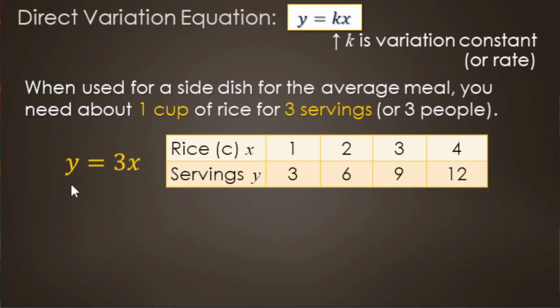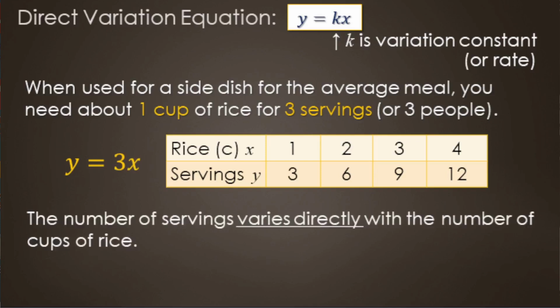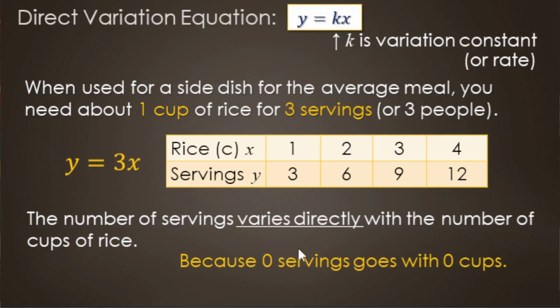So again, in this case here, we're using Y for number of servings, or you could use an S or P for number of people. So the number of people is going to equal 3 times however many cups you're using. And again, that could be R for cups of rice or C for cups or whatever you want to use there. So because we already know that this 0 servings goes with 0 cups or vice versa, we know that that's going to be a direct variation. The number of servings varies directly with the number of cups of rice.